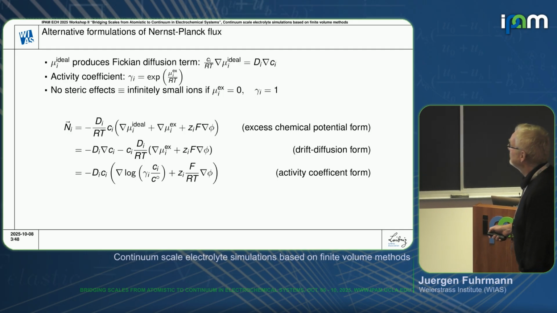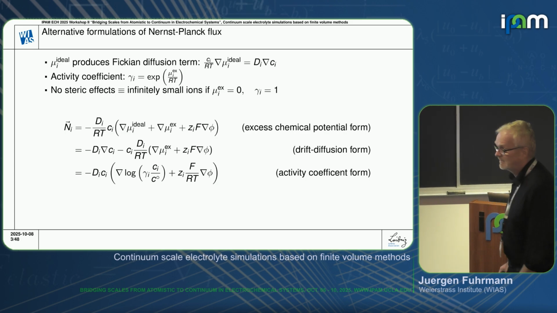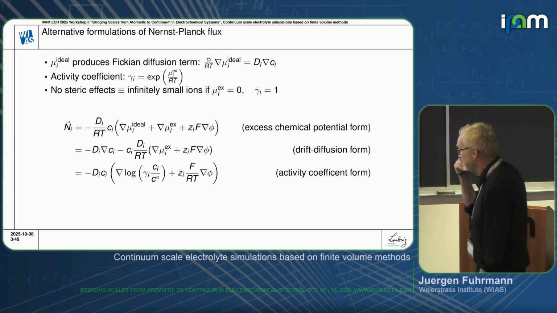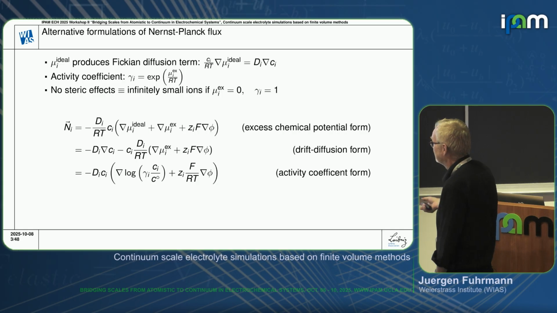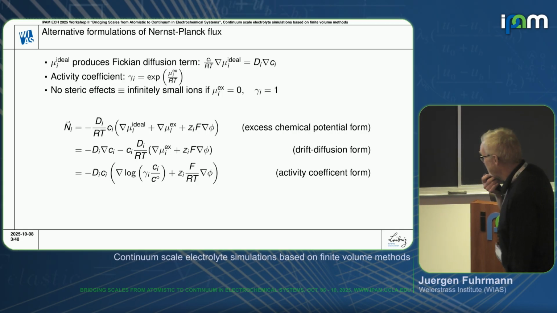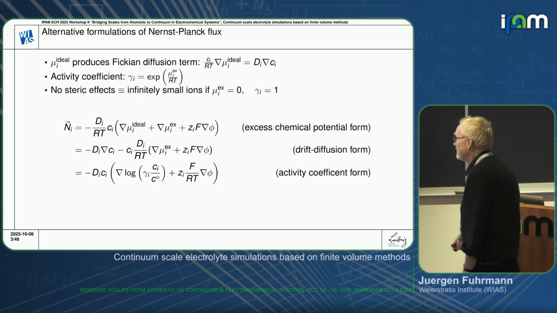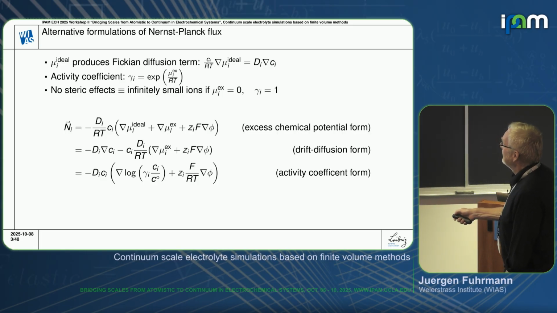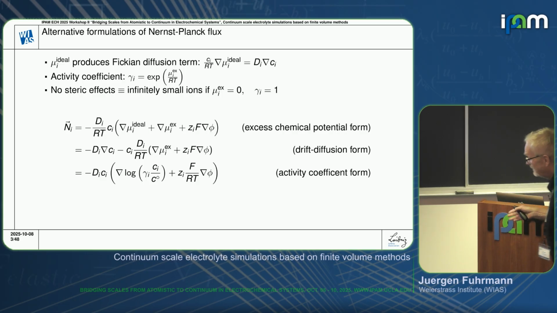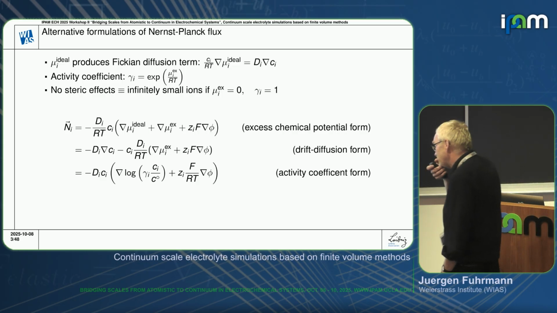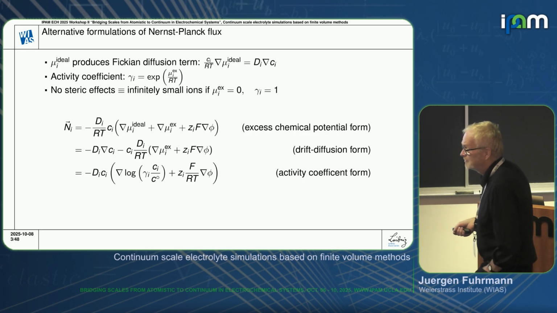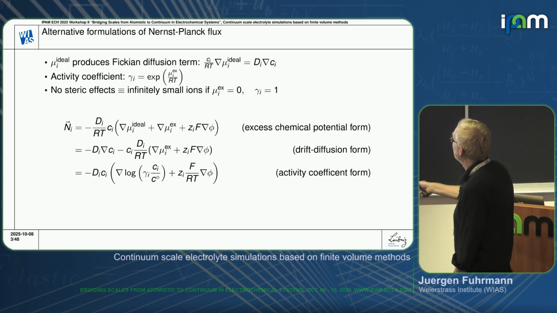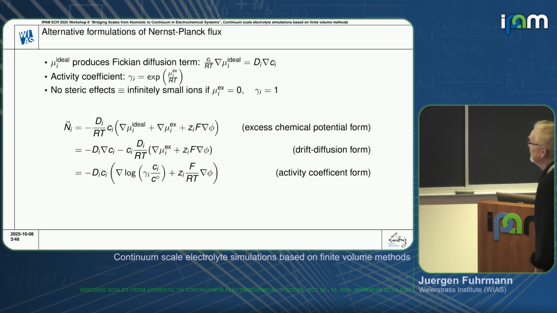We can write these Nernst-Planck fluxes in different forms, which give rise to different inspirations for how to discretize them or analyze them mathematically. First, we can see that the ideal gas contribution to the chemical potential gradient gives us the classical Fickian diffusion term, where the movement of species would be driven just by the concentration gradient.